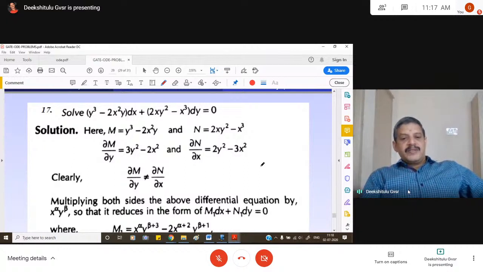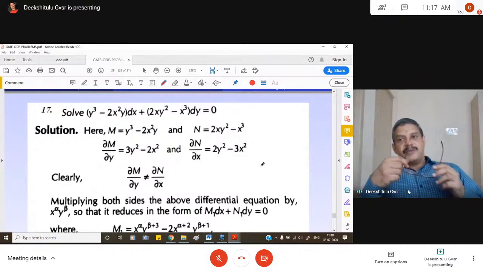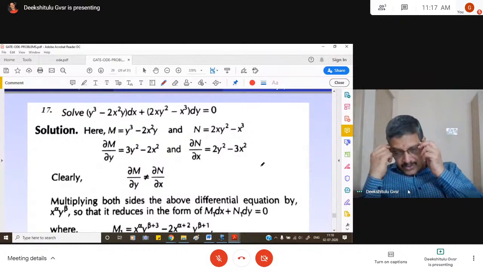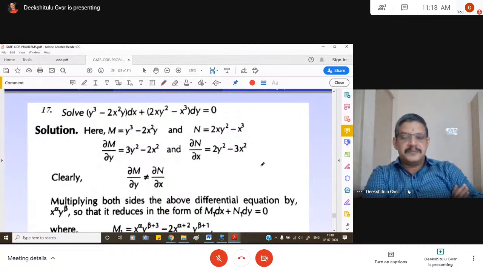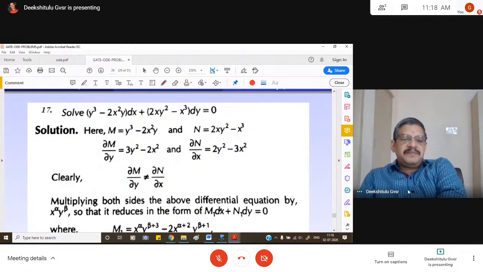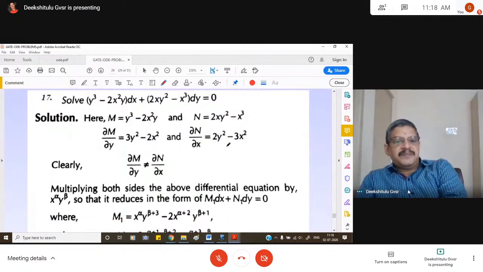So ∂M/∂y is 3y² − 2x², and ∂N/∂x is 2y² − 3x². So if you observe the terms, are they equal? No. Is the equation exact? No. So the first problem is over. If it is not exact, what is the integrating factor? What is the integrating factor for this?